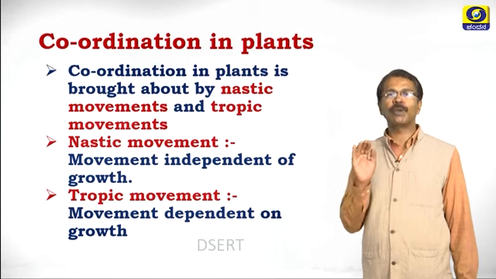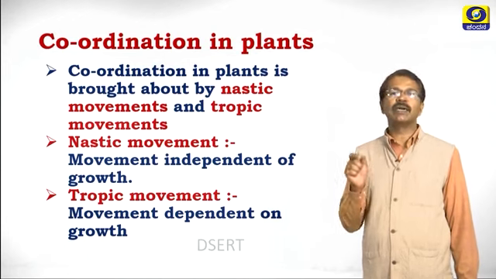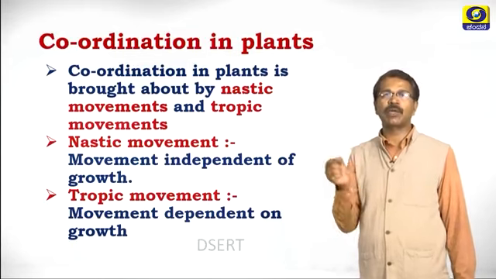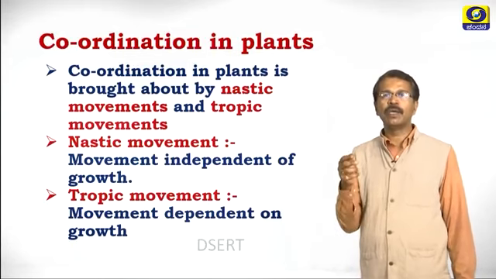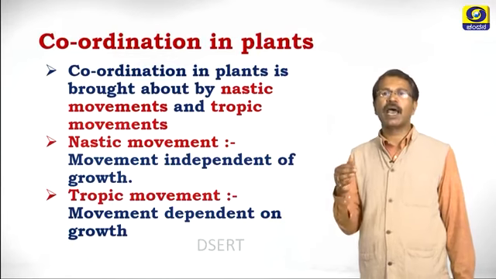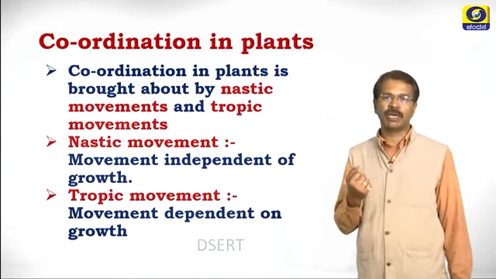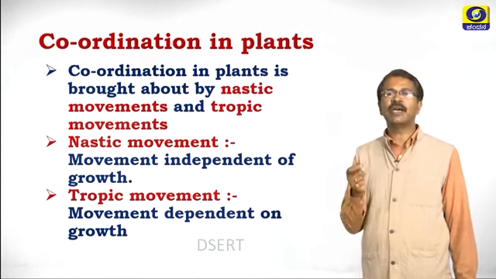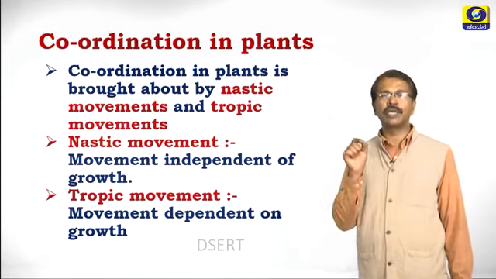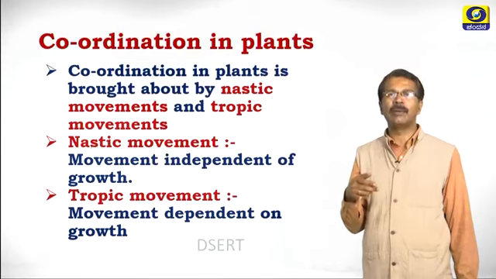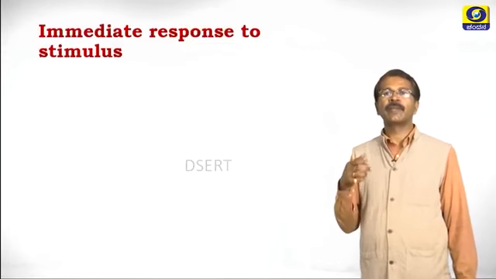Next is the tropic movement. These are movements which depend on growth. Due to the growth of a particular part, it gives a response to the stimulus, either moving towards the stimulus or moving away from the stimulus. Such kinds of movements, the tropic movements, we call growth dependent movements. Now let us see in detail about this coordination.